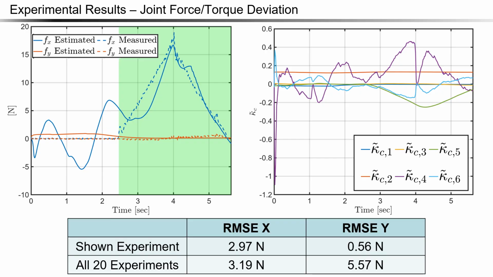In order to establish a performance baseline, we also compared the results of the generalized momentum observer to a direct estimation approach called the joint force torque deviation method. In the experiments, we saw that the generalized momentum observer performed better than the joint force torque deviation method in the local x direction and about the same in the y direction.